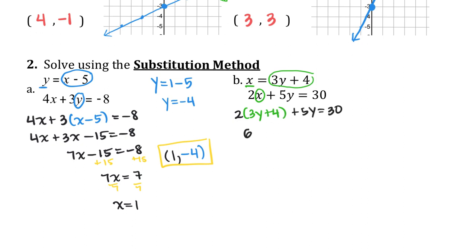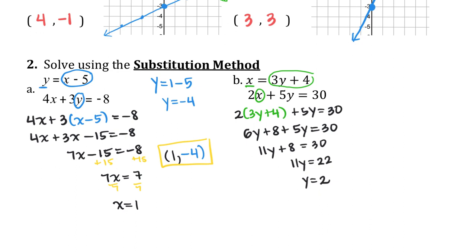Now let's distribute. Okay, like terms, 6y plus 5y is 11y. Okay, I'm going to minus the 8. And I'm going to divide by 11. Okay, now I found that y equals 2. I still need the x value because I need to solve for all possible variables.